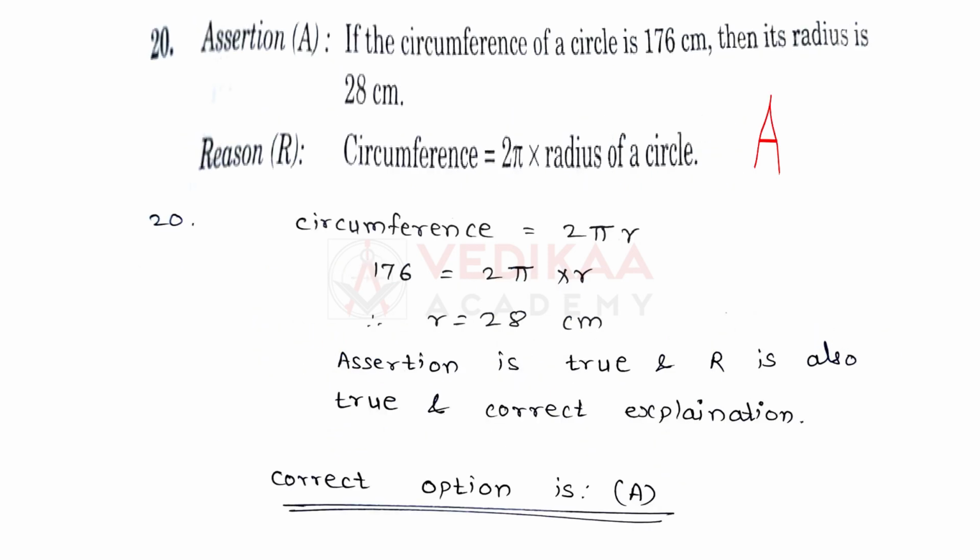Question number 20. The circumference of a circle is given to you and the radius is given to you. So circumference is equal to 2 pi r. If you substitute the values, you will get the value of the radius as 28. So the assertion is true here and the reason is also true here. So the correct option is A. Both assertion and reason are true and the reason is the correct explanation of the assertion.